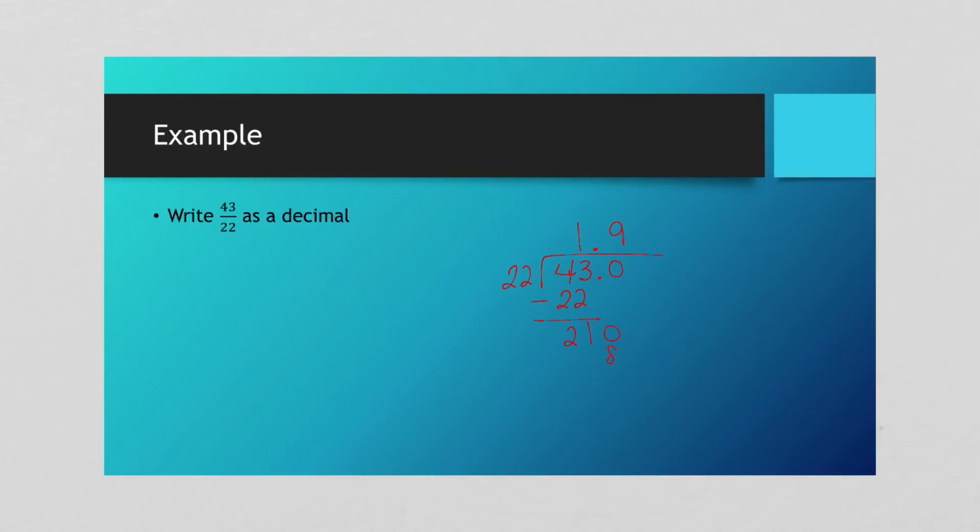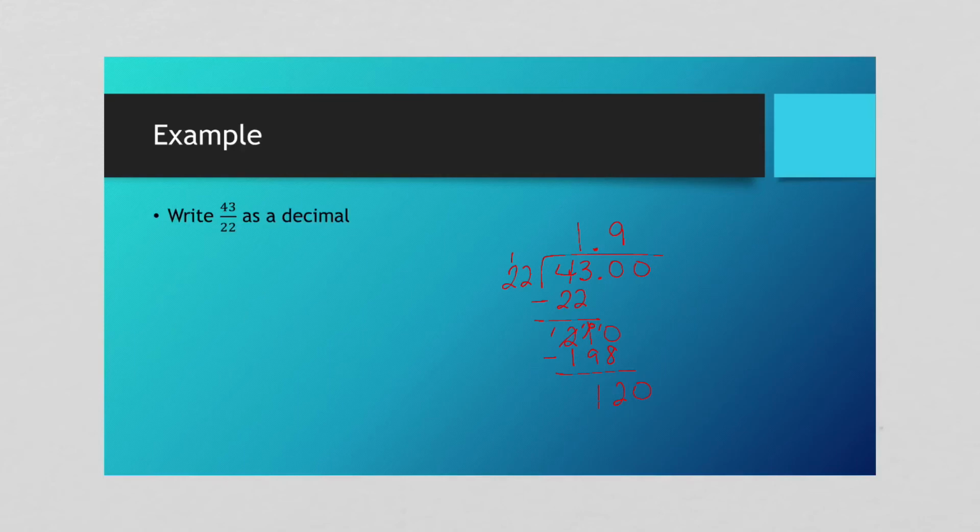9 times 2 is 18, plus 1 is 19. And I'm going to subtract. And as long as that number is less than 22, I know I got the right number. 2, 1, so 10 minus 9. Yeah, so it's 12. Okay, so now I'm going to bring down another 0.